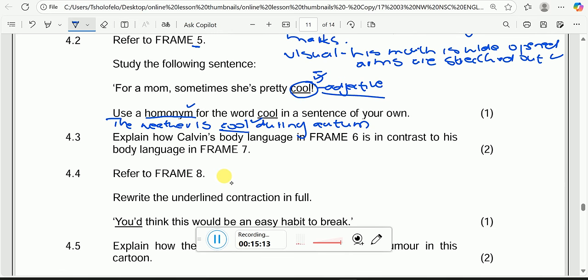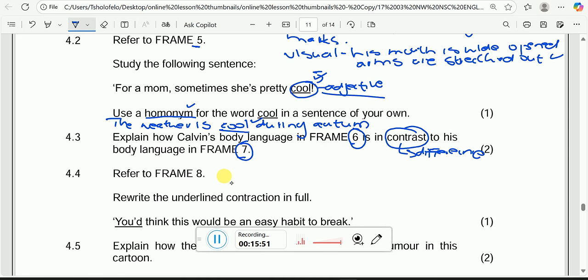Explain how Calvin's body language in frame 6 is in contrast to his body language in frame 7. When we speak about contrast, it means we want to see the opposite, we want to see the difference, right? Now we need to focus on Calvin from frame 6 to frame 7, but not focusing on emotions. The mistake that you make right off is that you'll say Calvin is happy in frame 6, whereas Calvin is sad in frame 7.